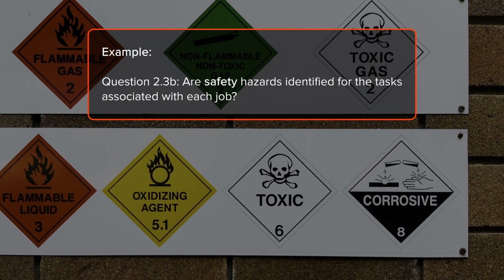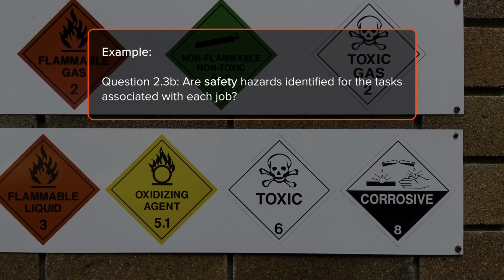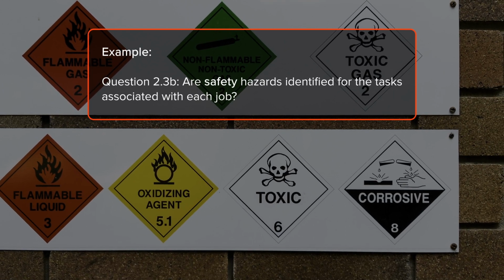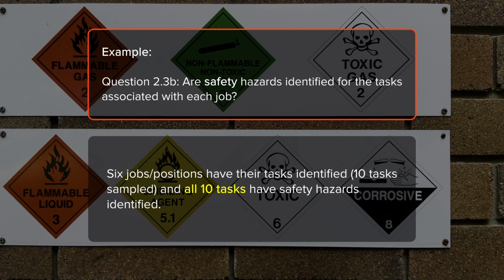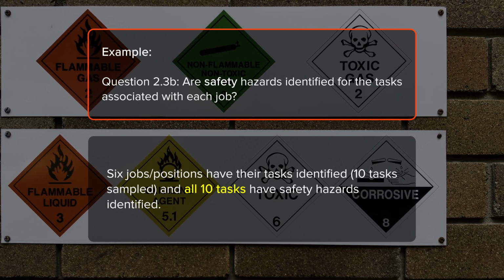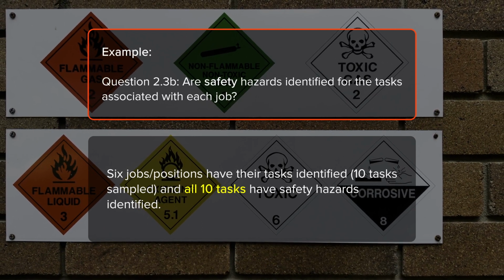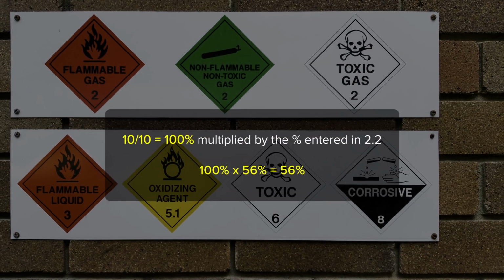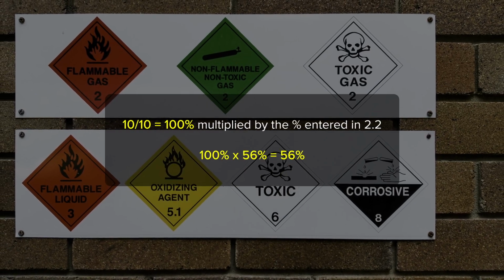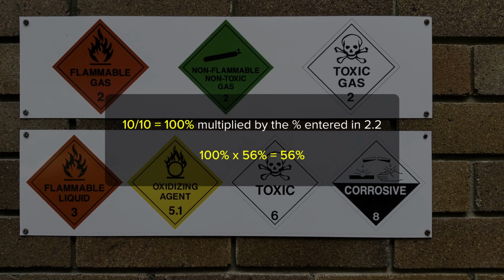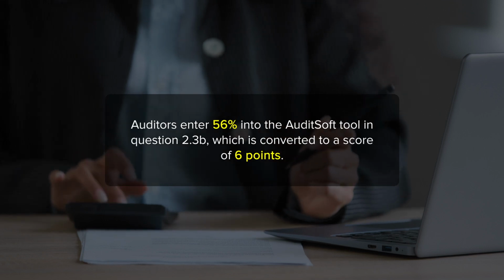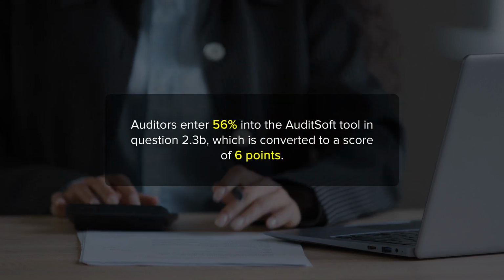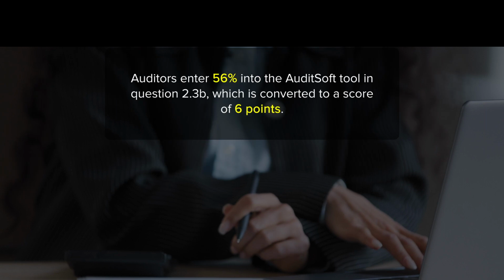Example, question 2.3b, are safety hazards identified for the tasks associated with each job? 6 jobs or positions have their tasks identified, 10 tasks sampled, and all 10 tasks have safety hazards identified. 10 of 10 equals 100% multiplied by the percentage entered in 2.2. Auditors enter 56% into the AuditSoft tool in question 2.3b, which is converted to a score of 6 points.